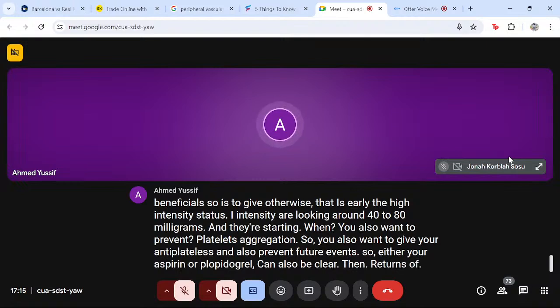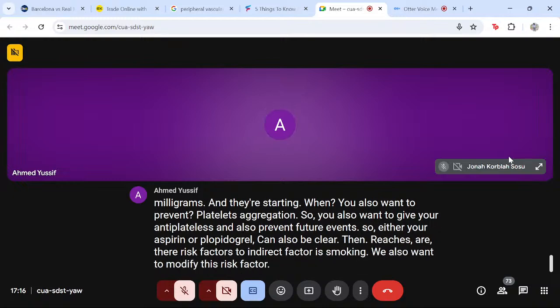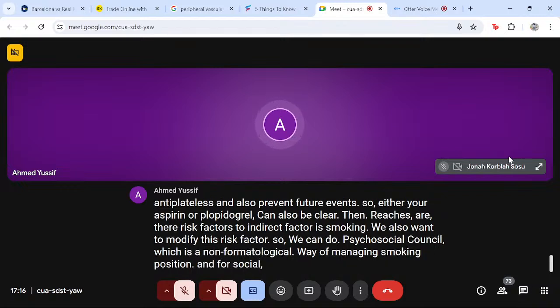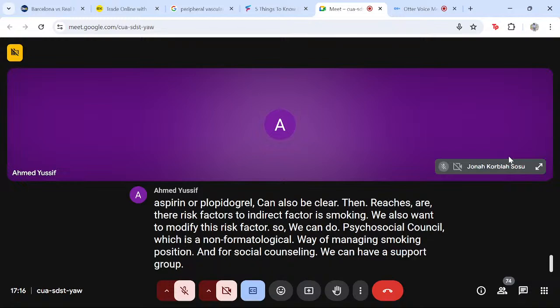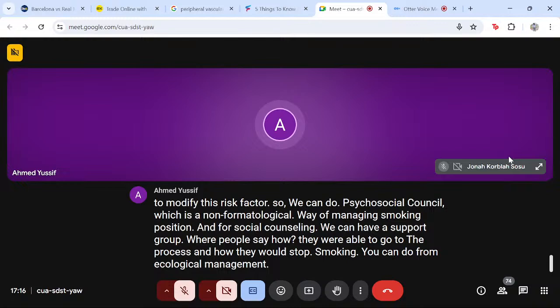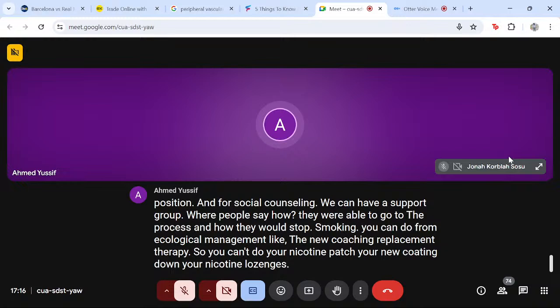Then, in terms of the risk factors, if the risk factor is smoking, you also want to modify it. You can do psychosocial counseling, which is a non-pharmacological way of managing smoking cessation. You can have a support group where people share how they were able to go through the process and stop smoking. Then you can do pharmacological management like nicotine replacement therapy. So you can use your nicotine patch, nicotine gum, and nicotine lozenges. All these are nicotine replacement therapies.